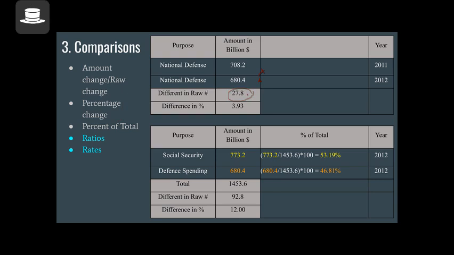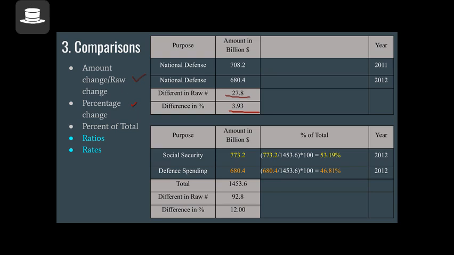So you see what is 27.8 of 708.2? You basically divide this by this, multiply by 100, then you get 3.93%. So this difference of 27 million from one year to another accounts for 3.93%. So there is a percentage change of almost 4% in expenditure on national defense from 2011 to 2012. So that's one way: change in numbers in terms of raw amount. Another way is to describe the change in number in terms of percentages.